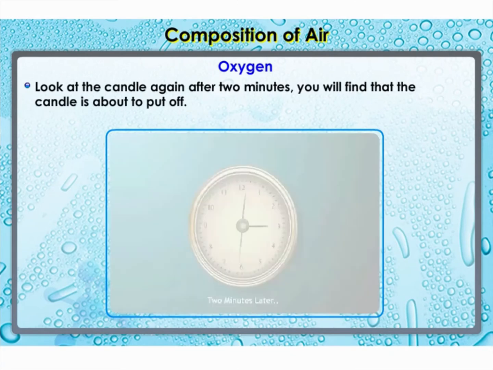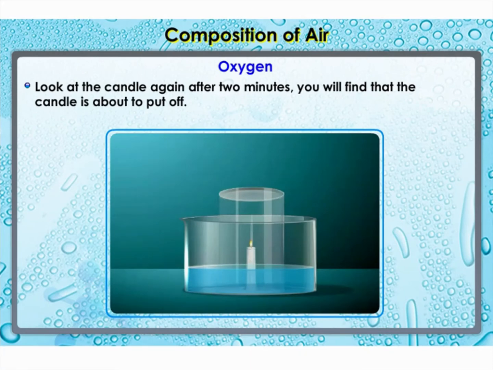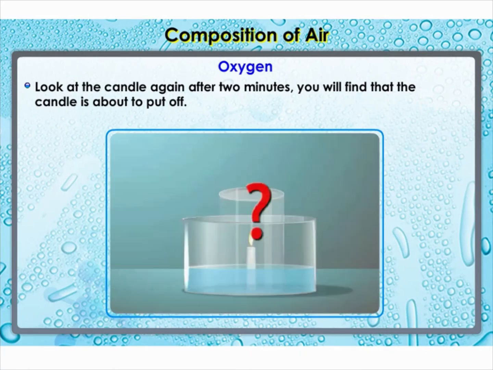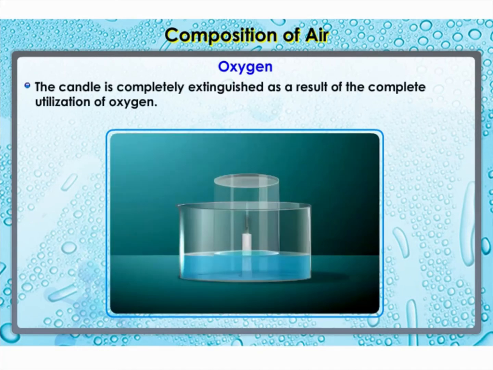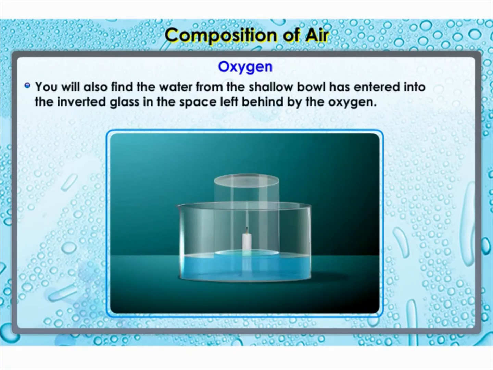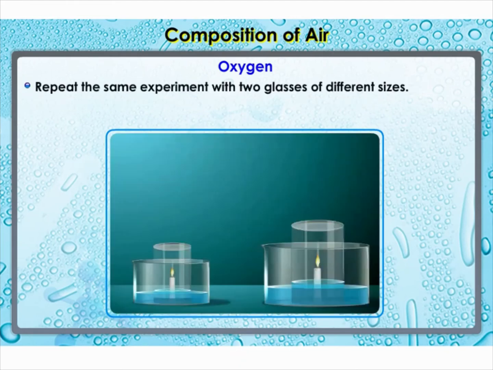Look at the candle again after 2 minutes. You will find that the candle is about to be put off. This is because there is very little amount of oxygen left in the air inside the glass. The candle is completely extinguished as a result of the complete utilization of oxygen. You will also find the water from the shallow bowl has entered into the inverted glass in the space left behind by the oxygen.